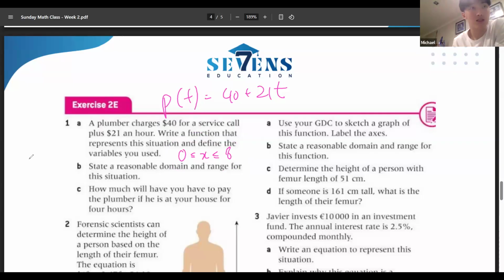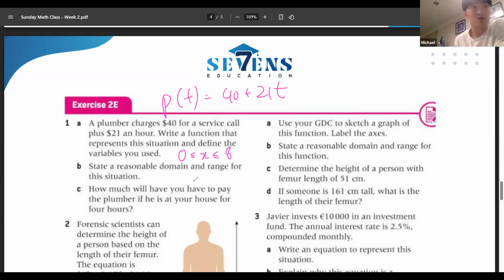Does that make sense? Wait, Michael, could you check my answer? Could I move on to C? That was correct. Hannah, does that make sense? But I don't know how to figure it out. Okay. As I said, the range depends on the domain. So it's the possible output given the domain, right?